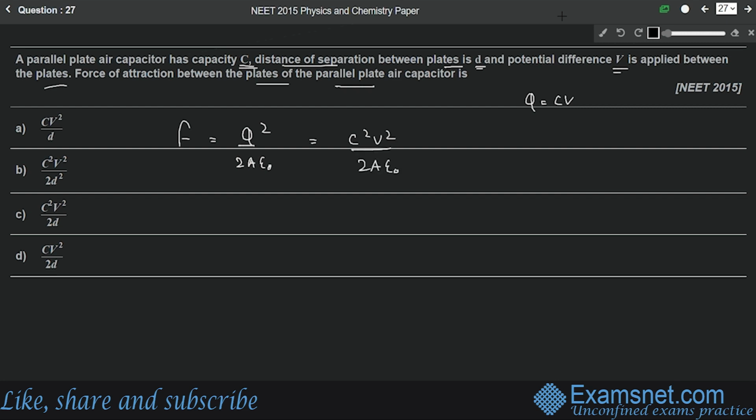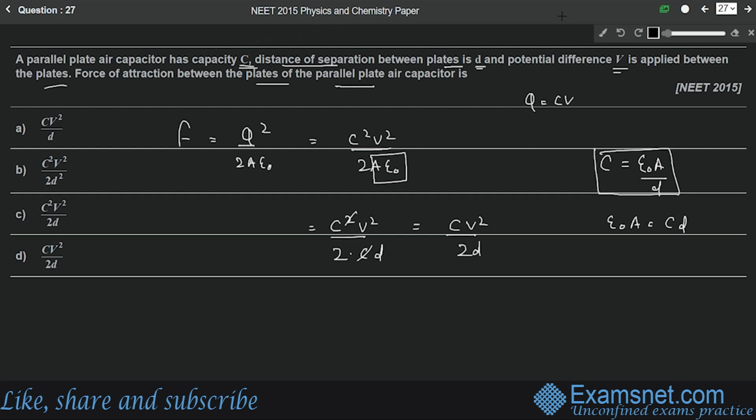Now in the options, we don't have A and epsilon naught. So for that, we can consider that C is equal to epsilon naught A by D. We know this formula. So epsilon naught into A will be equal to C into D. So in the place of A into epsilon naught, we can write C into D. So C square V square by 2 into C into D. One C will be cancelled. So the answer will be CV square by 2D. This will be the force of attraction. So which option will be the correct one? CV square upon 2D. Option D will be the correct answer.